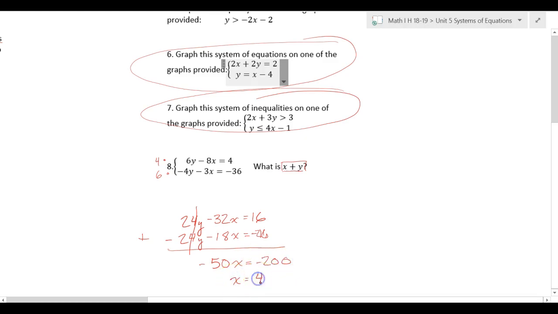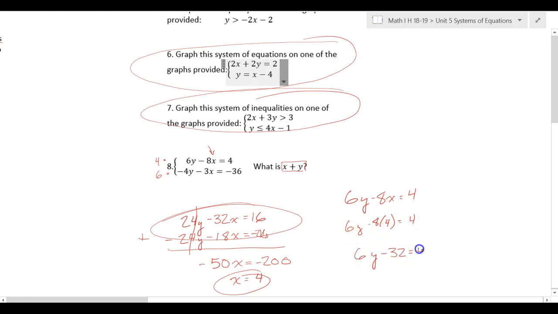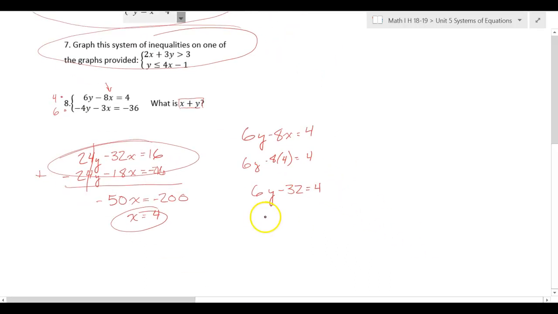Therefore, x equals 4. Well, once I have that, I'm not going to use either of these. These are nightmares. I'm going to take this and input it into this equation. So I'm going to say 6y minus 8x equals 4. Well, what is x? Well, 6y minus 8 times 4 equals 4. Therefore, 6y minus 32 equals 4. And from that, I get 6y equals 36, and therefore y equals 6.